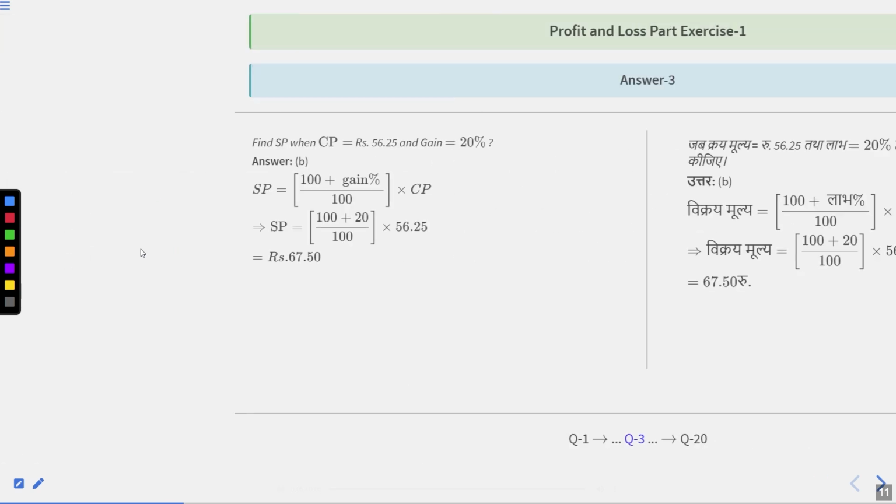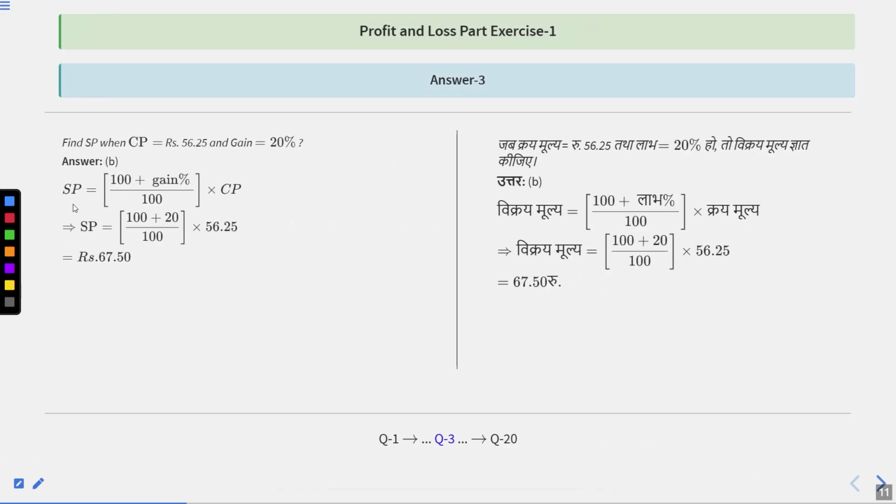Time's up. Let's see the solution. We can calculate the SP directly by this formula. SP equals (100 plus gain, or we can say profit) upon 100 multiplied by CP. The question says that you have the value of CP and gain percent, so put the value in this formula.